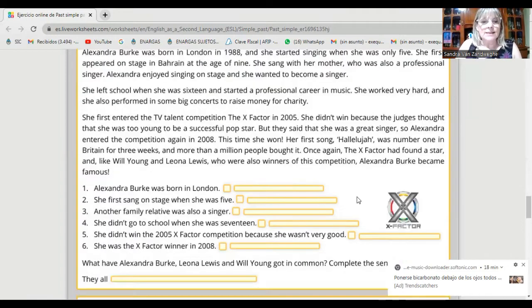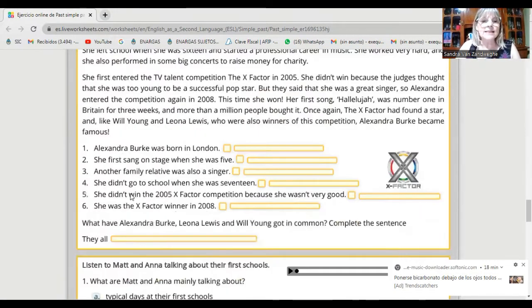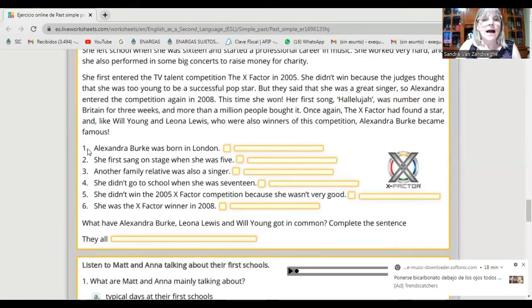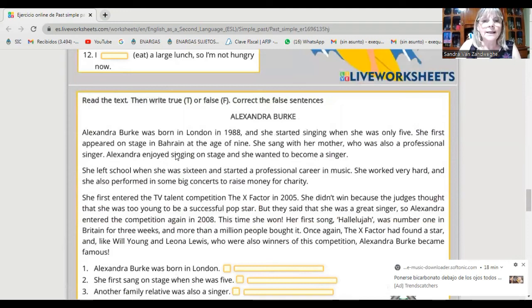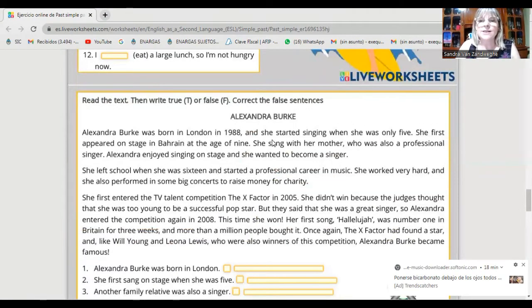Bien, entonces, van a tener que decir si, correct, the false ones. De acá debajo tienen oraciones y van a tener que decir si estas oraciones son verdaderas o falsas. Si es verdadera, van a escribir T for true or F for false and correct the false sentences. Alexandra Burke was born in London, okay? It's true. She first sang on stage when she was 5. She started singing when she was only 5. She first appeared, no, at the age of 9, ¿sí?